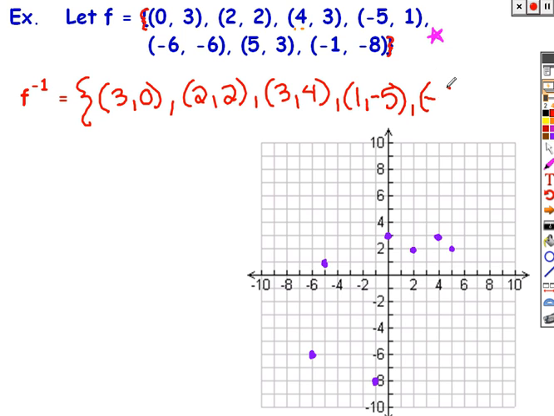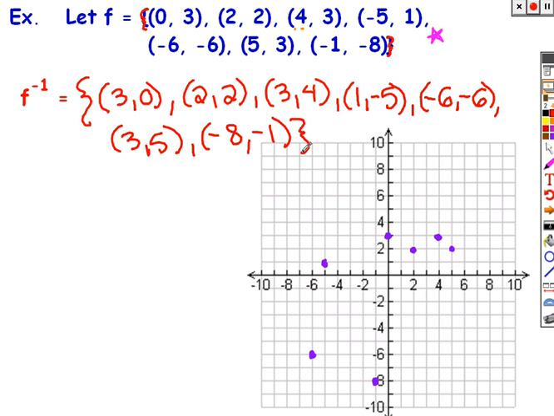Let's see, so -6, -6, 3, 5, and then there's our last point. And why don't you go ahead, pause the video, and graph these 7 points.